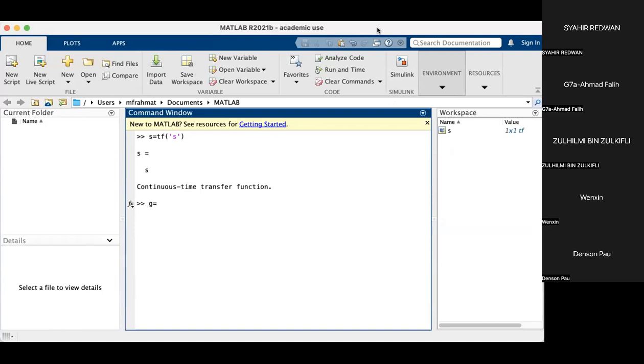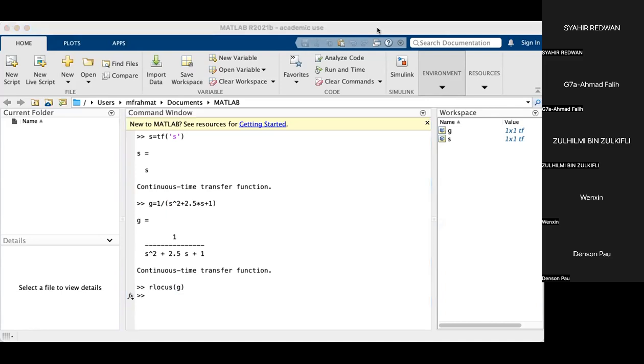G is equal to, assume K equal to 1, over S squared plus 2.5S plus 1. And rlocus G. Right. So I share the plotting.